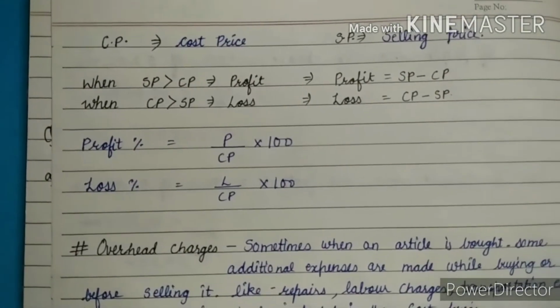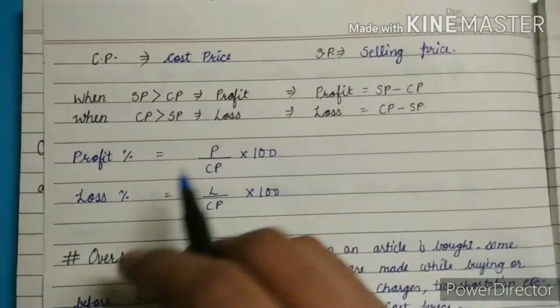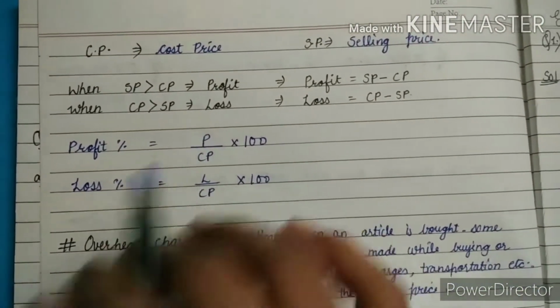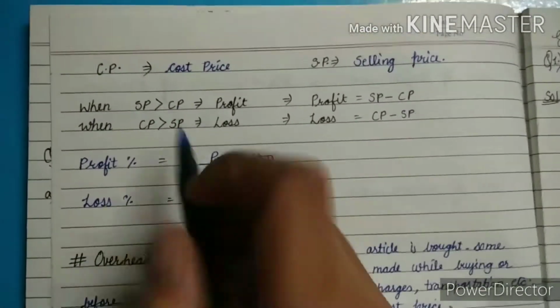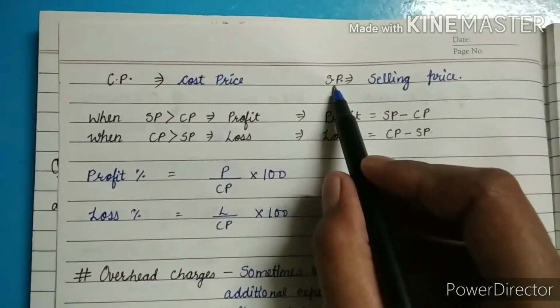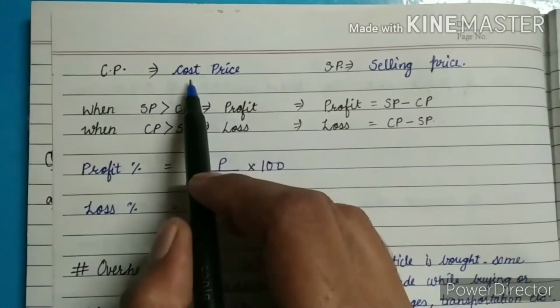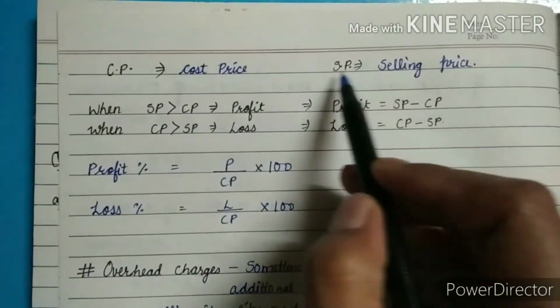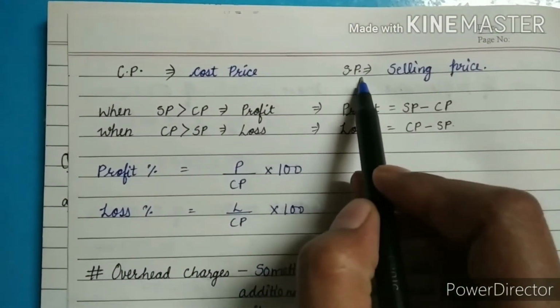In this video we will see exercise 8.2 of class 8th. It is completely based on the topic cost price, selling price. Cost price means CP and selling price we can also call SP.